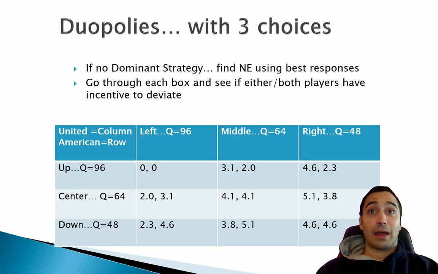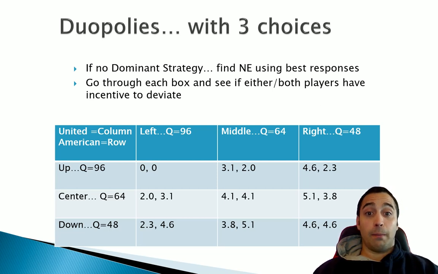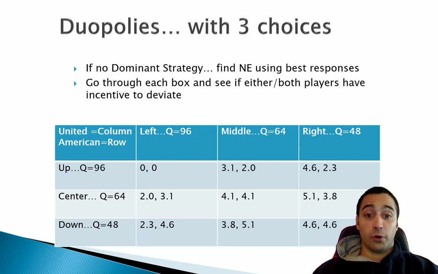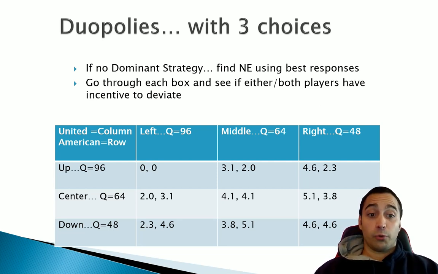Here is a 3x3 version of the same game. Go through and determine if there's any dominant strategy. Also go through and determine if there's any dominated strategy. And then go through and determine what the best responses are for each player, and see if you can tell me what the Nash equilibrium is. All right, let's see how you did.